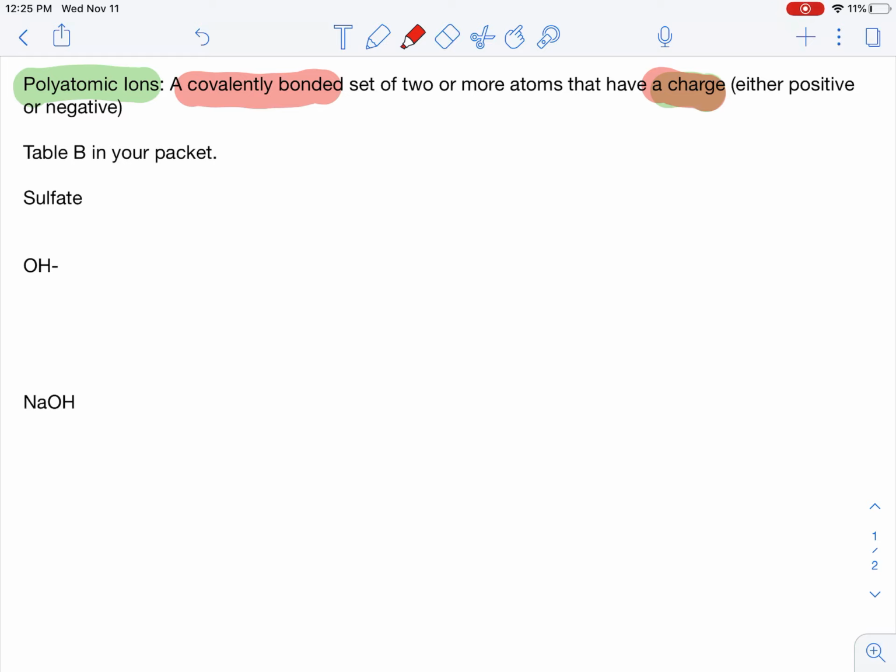A list of the common polyatomic ions we're going to be using is in Table B in your packet. Take a look at them. I would become very familiar with them, know them by sight. You don't have to memorize them. You have access to that packet whenever you want, but it's certainly going to help you out. We use these all year long.